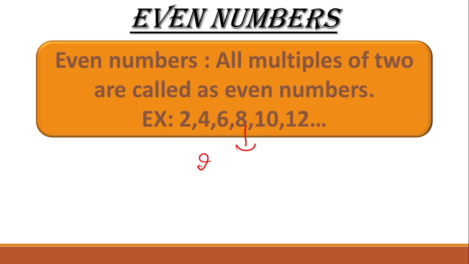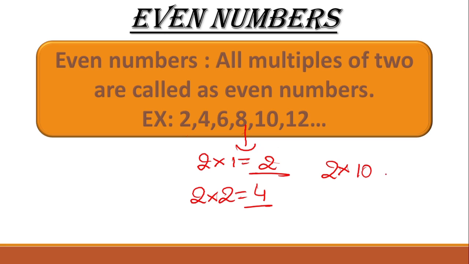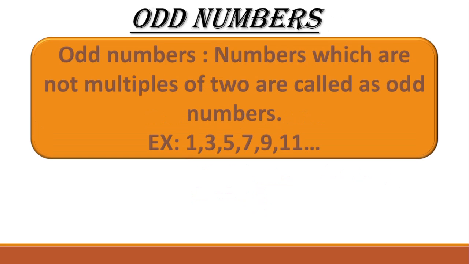So 2 into 1 is 2. So 2 is a multiple. And 2 into 2 is 4. So 4 is a multiple. And 2 into 6 is 12. So 12 is a multiple. So 2, 4 and 12, all these are even numbers. So these are multiples of 2, right? So these are even numbers. So all multiples of 2 are even numbers.